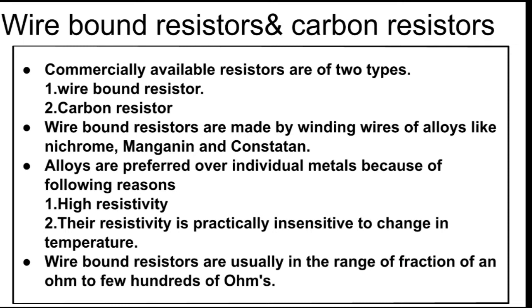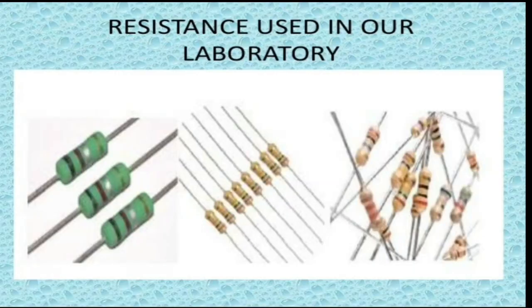These wire bound resistors usually come in the range of a fraction of an ohm to a few hundred ohms. So that is the usual range of wire bound resistors. So wire bound resistors are made with alloys, not with metals. The other type of available resistors are carbon resistors. Carbon resistors are more common than wire bound resistors. It is very difficult to make and maintain wire bound resistors, and they are expensive also. But carbon resistors are very easy to make and very cheap also.